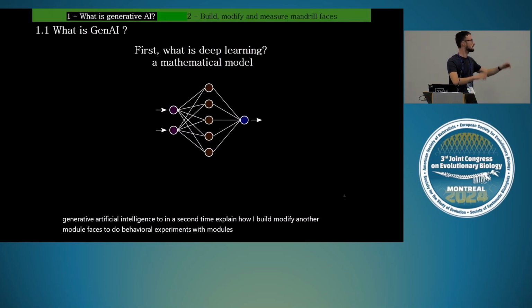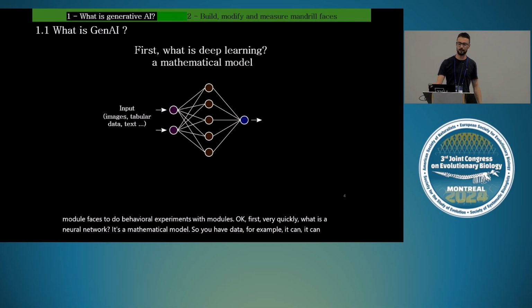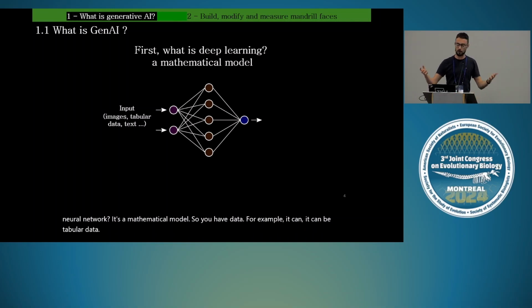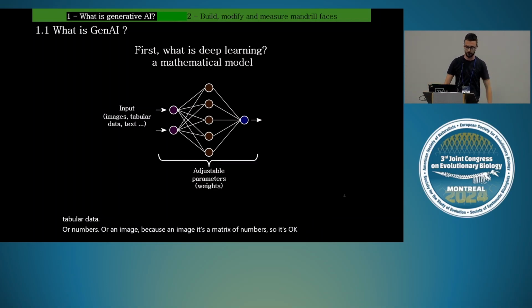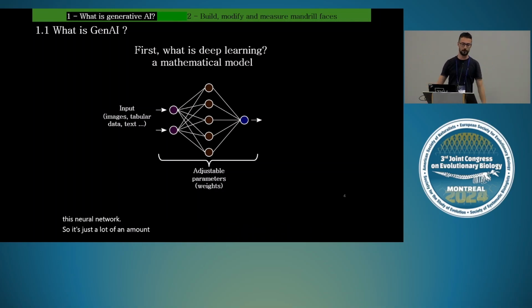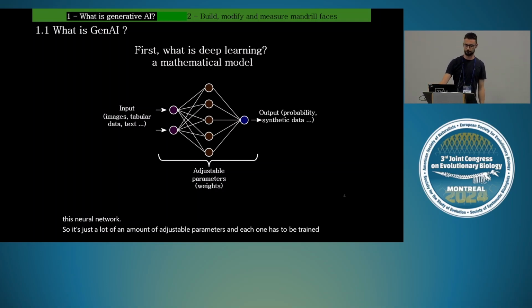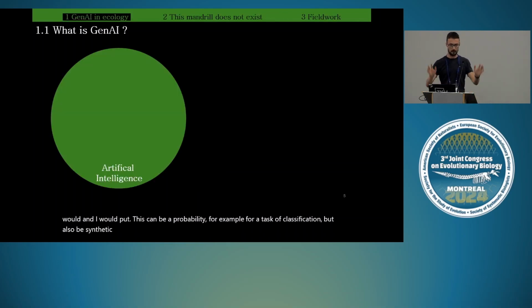Okay, first, very quickly, what is a neural network? It's a mathematical model. So you have data. For example, it can be tabular data or numbers or an image, because an image is a matrix of numbers, so it's okay. You put it in this neural network. There is just a set of adjustable parameters, and each one has to be trained to produce an output. And this can be a probability, for example, for a task of classification, but also synthetic data.